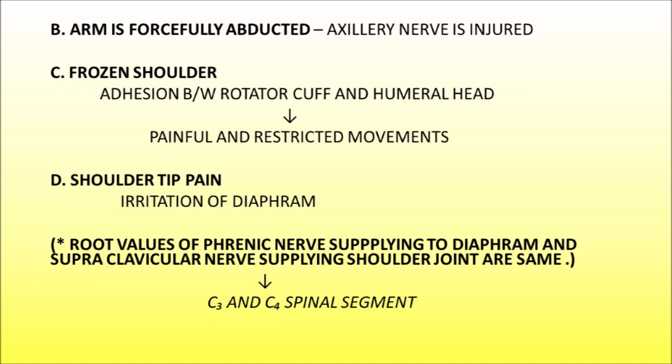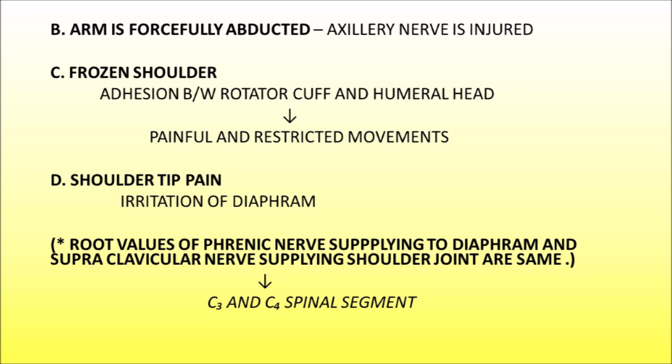And the next applied anatomy is the frozen shoulder, which is a common condition due to adhesion between the rotator cuff and the humeral head. So in order to remember the muscles of rotator cuff, remember the mnemonic SITS, resulting in painful and restricted movement.